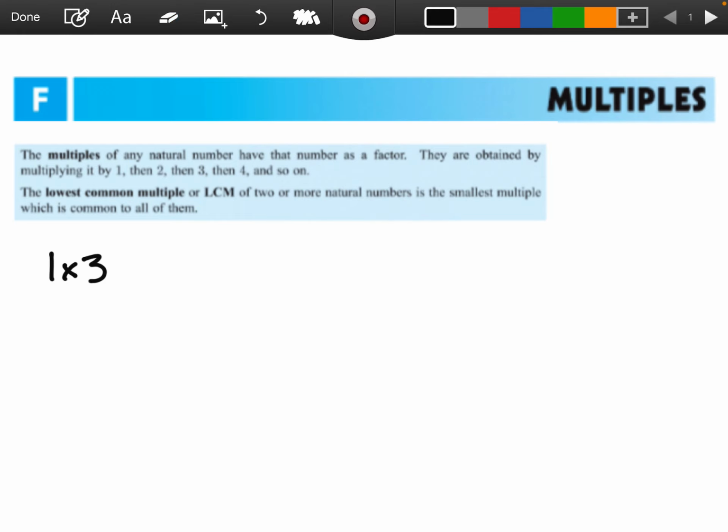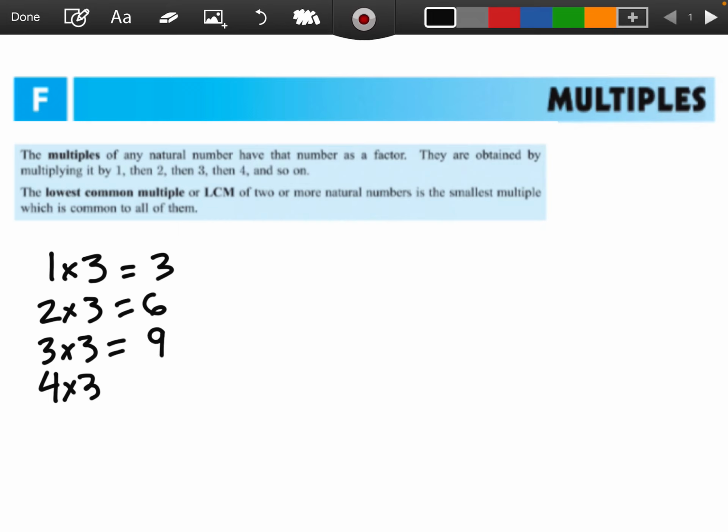If you're doing the 3 times table, 1 times 3, 2 times 3, 3 times 3, 4 times 3, and you're getting 3, 6, 9, 12. So these answers in your multiplication table, those are the multiples of 3. So these numbers have 3 as a factor. So that's what we mean by multiples. When you're listing out multiples, you're just listing out the answers to the multiplication table for that number.